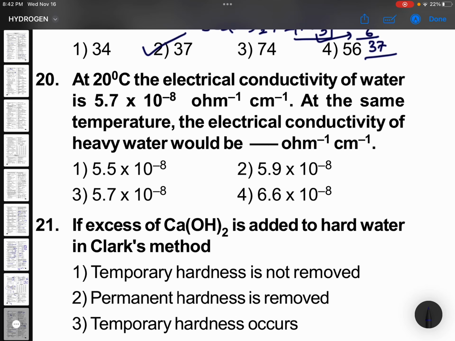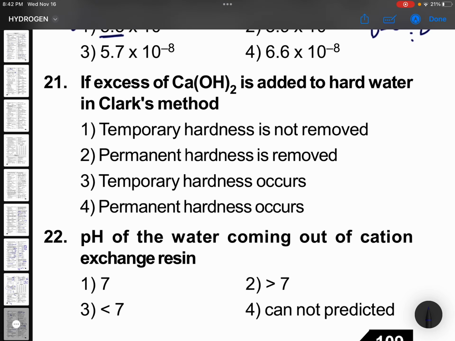Question number 20. At 20 degrees Celsius, the electrical conductivity of water is 5.7 × 10^-8 per ohm per centimeter. At the same temperature, the electrical conductivity of heavy water would be? Okay, the question is very, very simple. 5.5, very close to that one, but a little less, because D2O bonds are strong. When D2O bonds are strong, it cannot break easily, and in that sense its conductivity will be a little less.